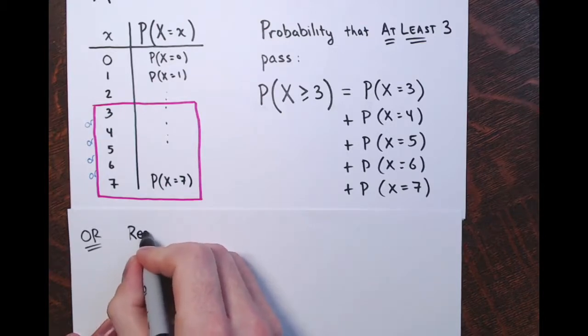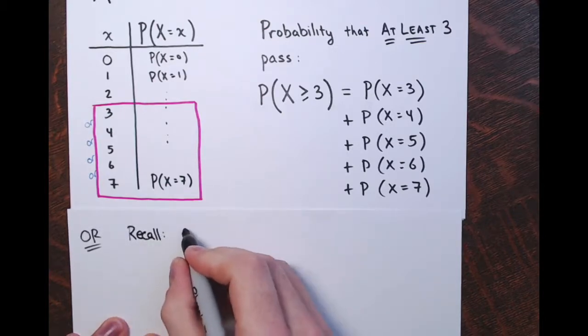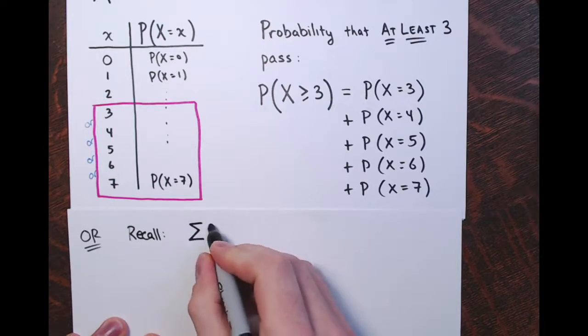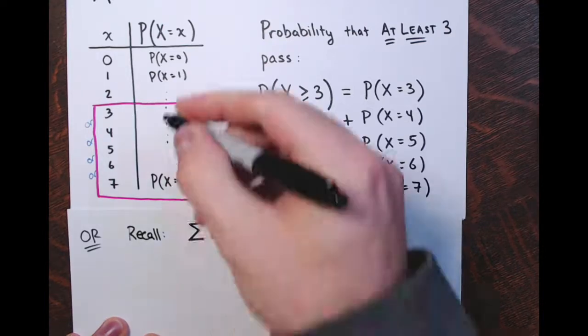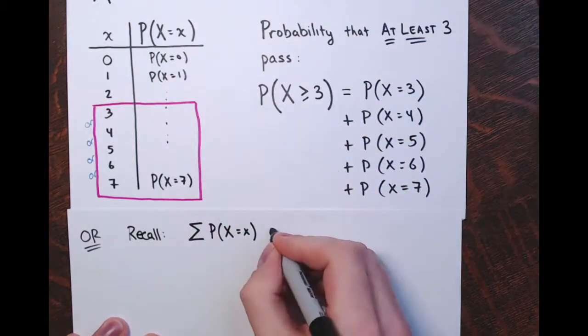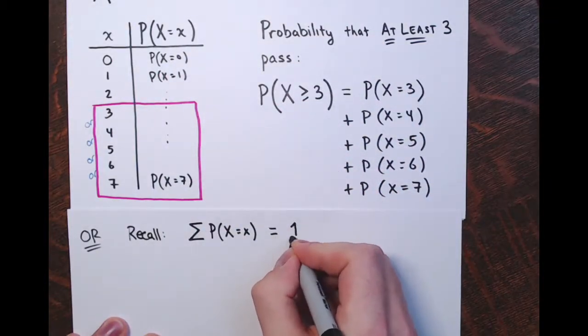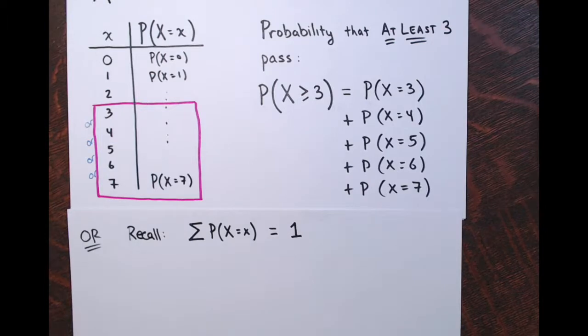Remember that the sum of all probabilities, the sum of this probability column, is 1. Remember, when you add up all the probabilities in a probability density function, the sum of all the probabilities is 1. Well, what is the sum of all these probabilities?